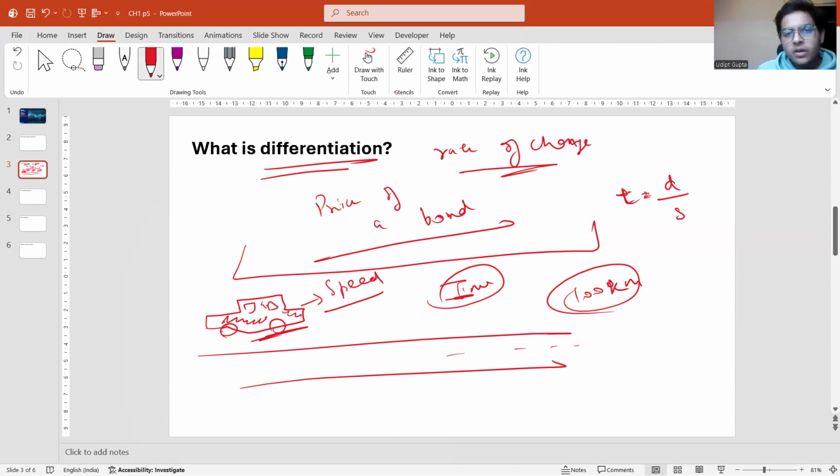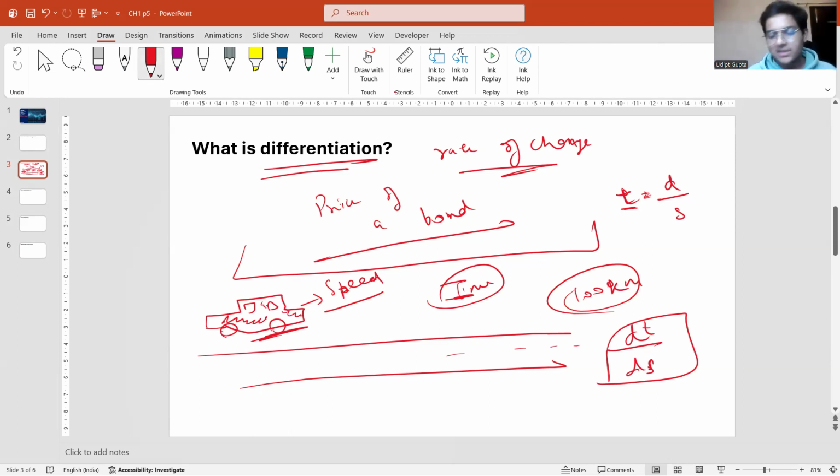Now, what is the change in the time? What is the rate of change in the time when your speed increases, whether by a nominal amount or a very minimal amount? So for that, I'll do dt by ds. That's all I have to do. I'll just have to find the rate of change of time with respect to speed. That's the derivative. That's differentiating it: how much time changes when I change the speed a little.